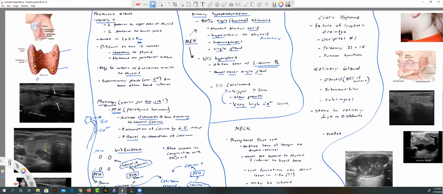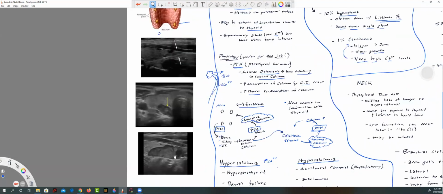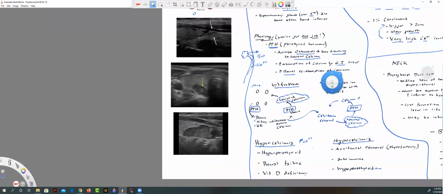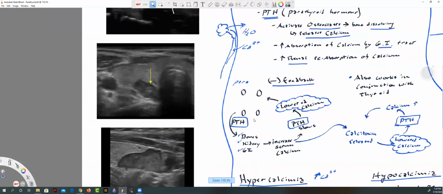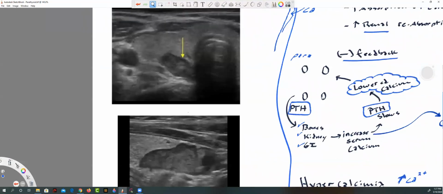Let's just look at a couple of images here. Just two, really, because we already saw the first one. So these are both adenomas.